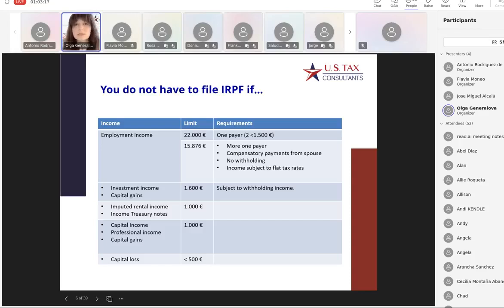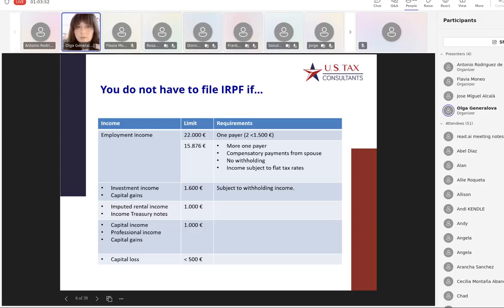The first question is whether I'm required to file the Spanish tax return or not. In this slide, you can see the income thresholds that determine when a Spanish tax resident is not required to file. It's essential to understand this. If you are a tax resident in Spain, you must declare and pay taxes on all of your worldwide income. Not just what you earn here, but everything from every source, wherever it comes from.